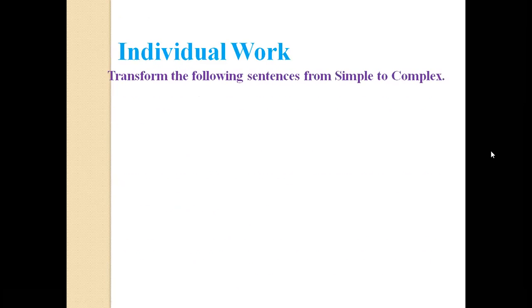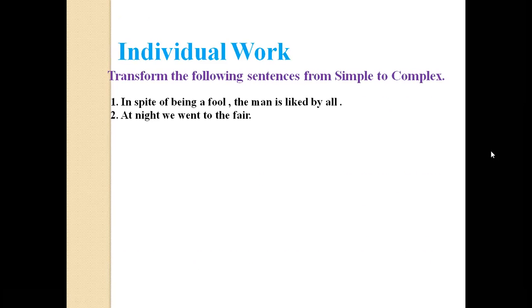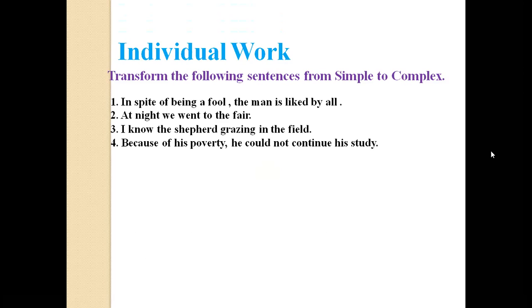That's all for simple to complex. Now, individual word. Transform the following sentences from simple to complex. A: In spite of being a fool, the man is liked by all. Number two: At night we went to the fair. Number three: I know the shepherd grazing in the field. Number four: Because of his poverty, he could not continue his study. Number five: He is too weak to move.